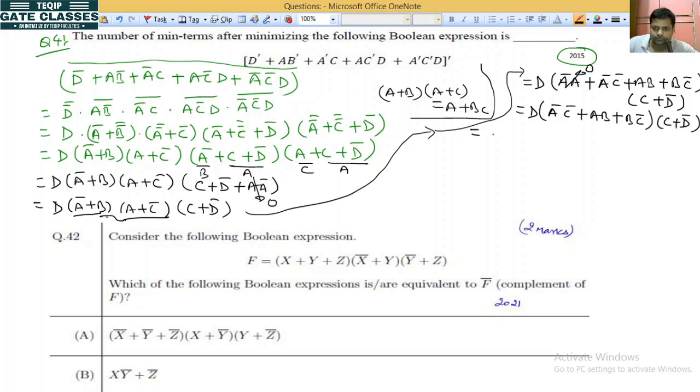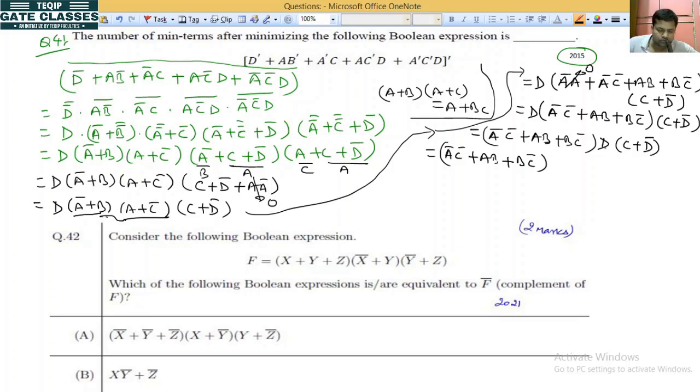Now A bar C bar plus AB plus BC bar, and we have C plus D bar, and we can write it as D (C plus D bar). It is by which law? By commutative law. So it will be A bar C bar plus AB plus BC bar.